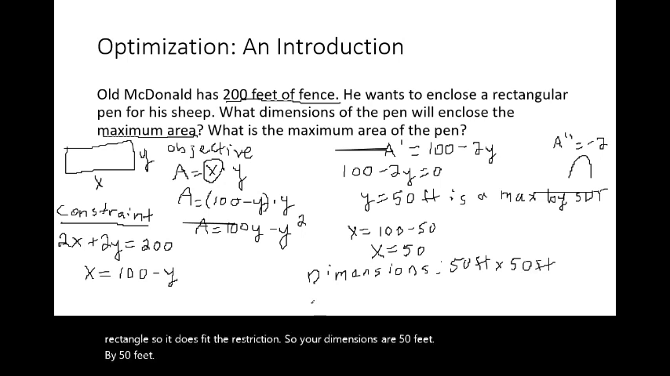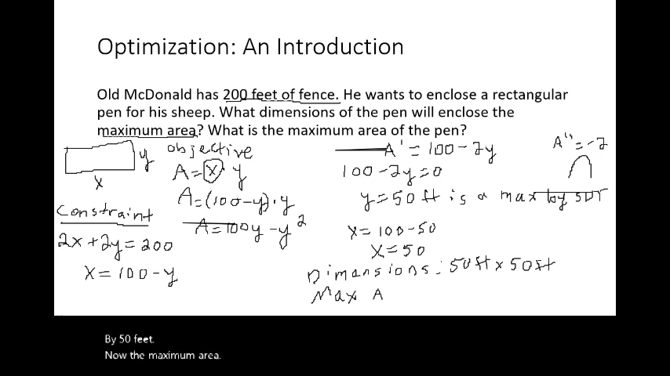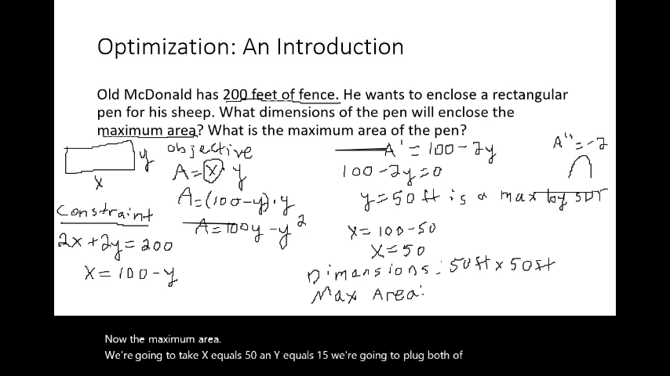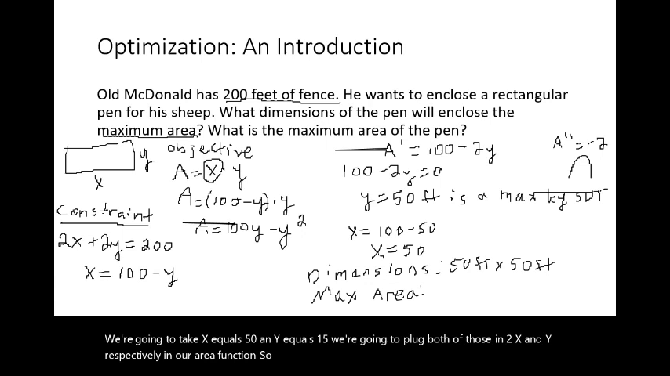Now the maximum area: we're going to take x equals 50 and y equals 50, and plug both of those into x and y respectively in our area function. So our maximum area is going to be 2,500 square feet.